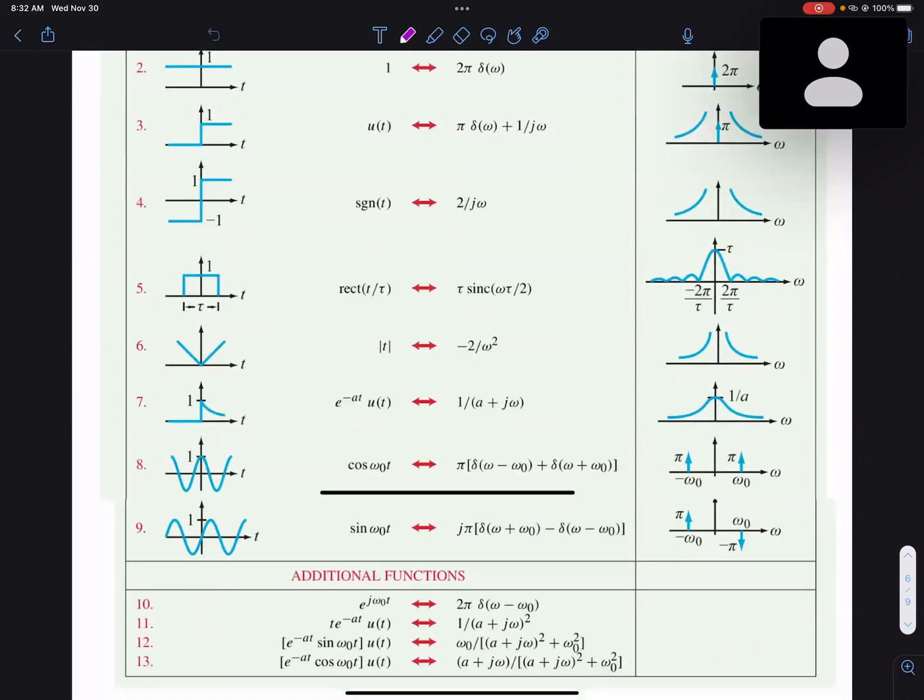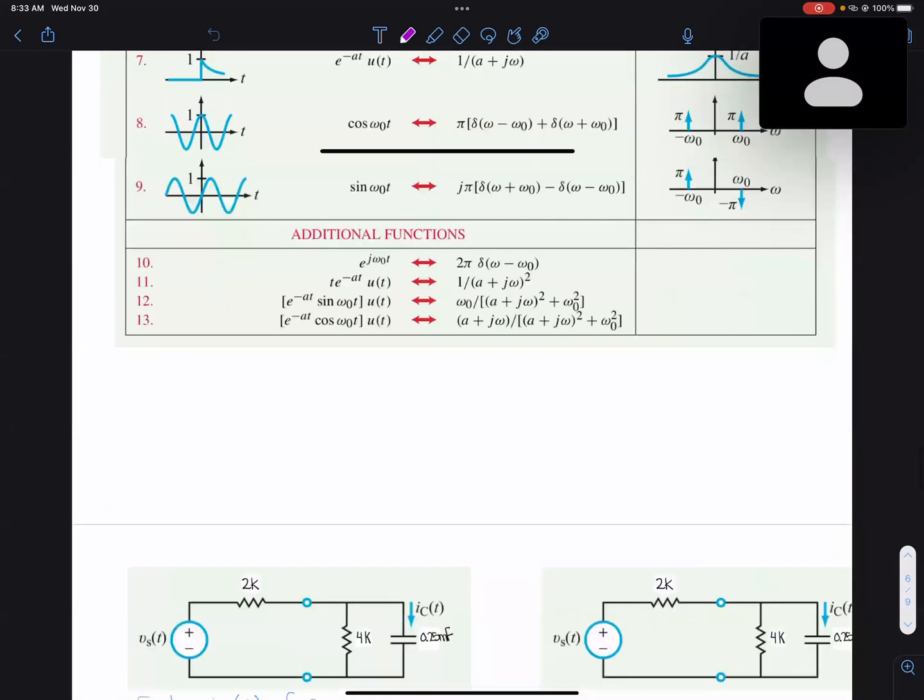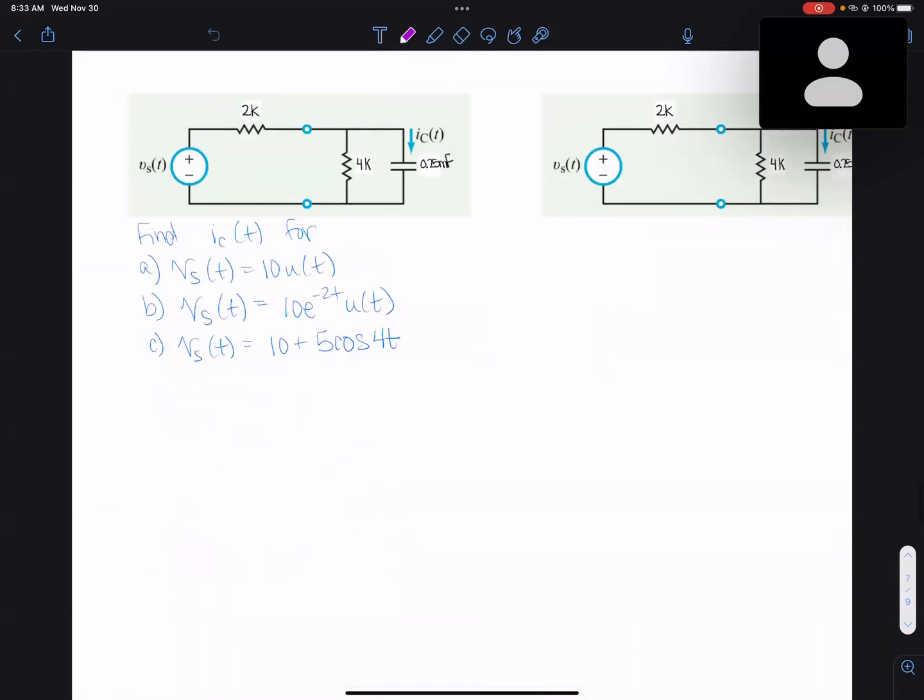With the Laplace, everything was u of t, meaning that it didn't start until after time 0. That's where this is different, in that we have functions that can be continuous forever in the negative and the positive. So how do we use this? We're going to move into this example.